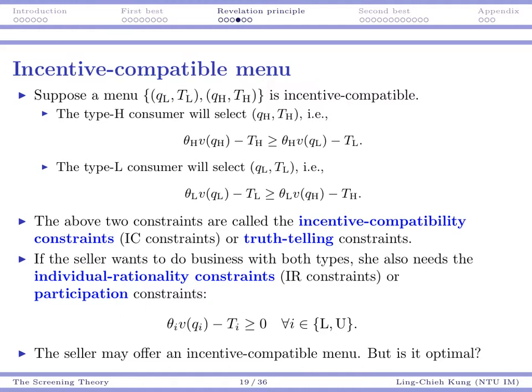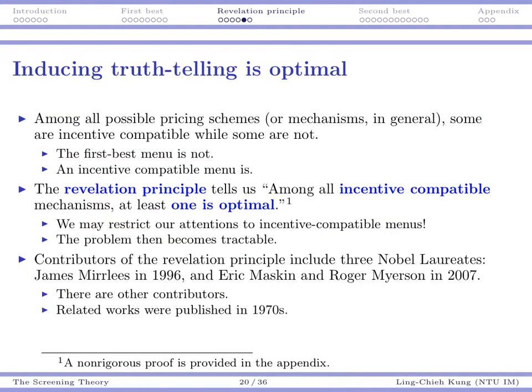So if I design my offers by satisfying these four constraints, I can really offer an incentive compatible and acceptable menu. But is it optimal? Okay, is it optimal? No one can answer that at this moment, right? So let's continue. The thing is that inducing truth telling is really optimal. Also, I don't know how you feel about this. When the first time I see this, I was shocked.